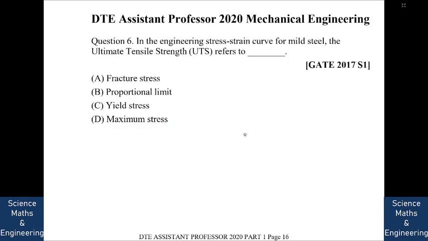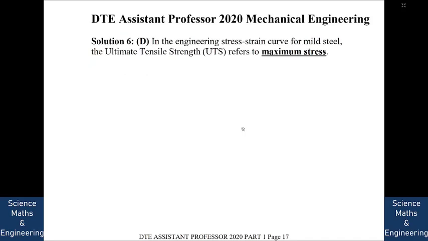So next, in the engineering stress strain curve for mild steel, the ultimate tensile strength refers to the maximum stress.